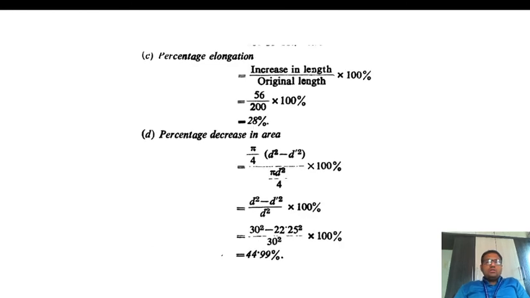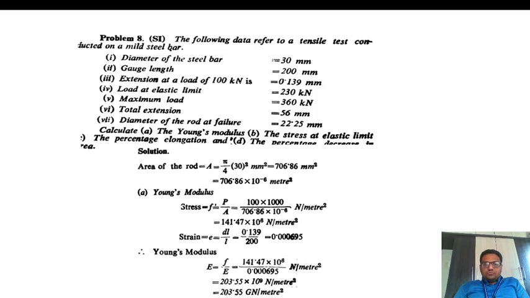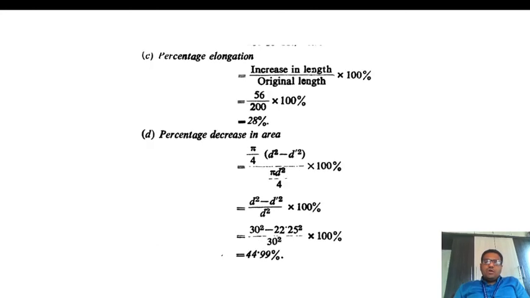Percentage elongation is increase in length upon original length into 100. Increase in length is 56, original length is 200, so the answer is 28%. How is the increase in length 56? That is already given. Total extension is 56 mm. So therefore, the total increase in length is 56.